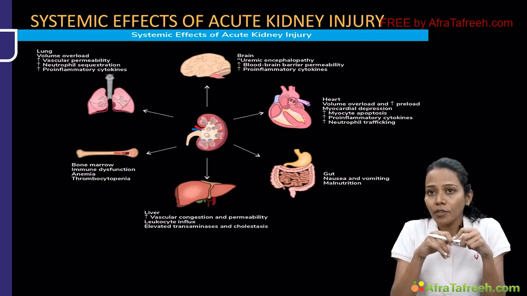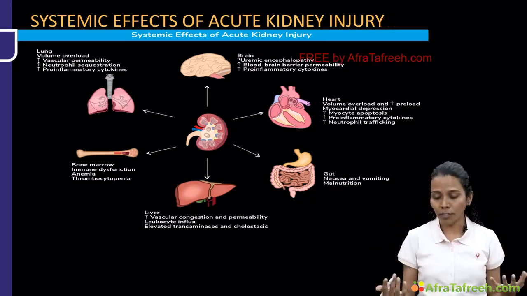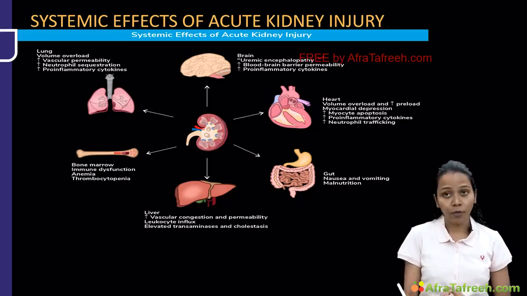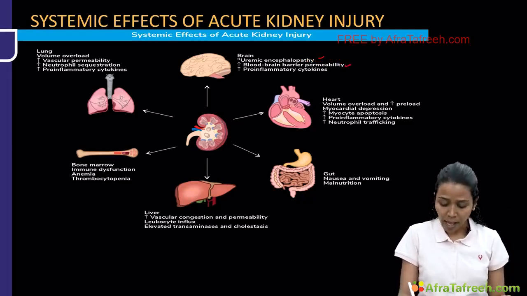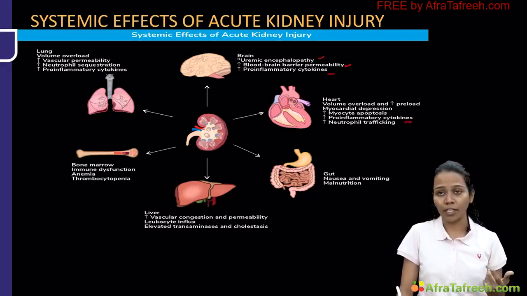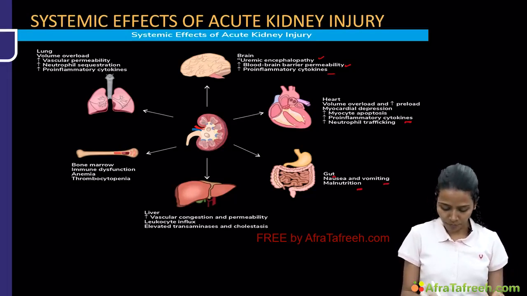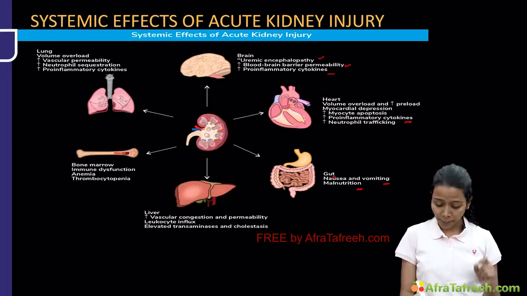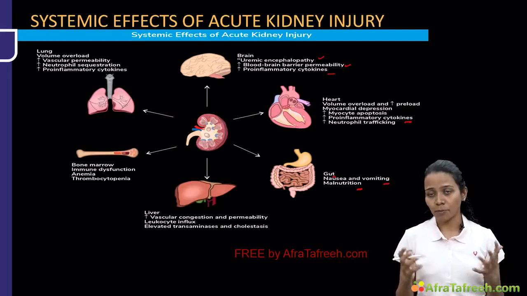Now coming to the systemic effects of acute kidney injury. Once acute kidney injury happens, it can affect all organ systems. In the brain, it can lead to uremic encephalopathy, increased blood-brain permeability, and increased pro-inflammatory cytokines. In the heart, there can be volume overload and increased preload, so myocardial depression can happen, apoptosis of the myocytes, increased pro-inflammatory cytokines, and increased neutrophil trafficking. In the gut, there can be nausea, vomiting, and malnutrition. In the liver, there can be increased vascular congestion and permeability. Leukocyte influx can happen. There can be elevated transaminases because of the congestion.